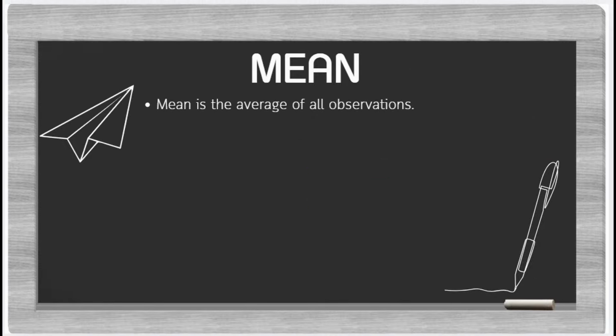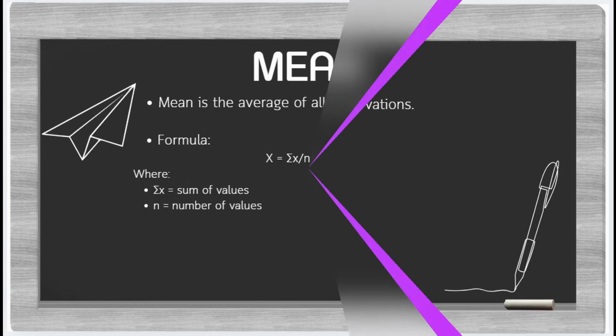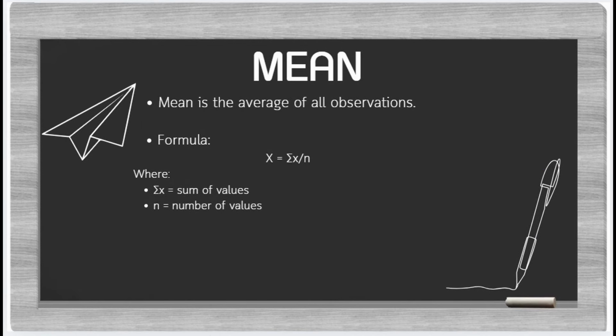1. The mean. First, we have the mean, which is the average of all observations. To find it, we use the formula: x̄ equals the sum of x over n.